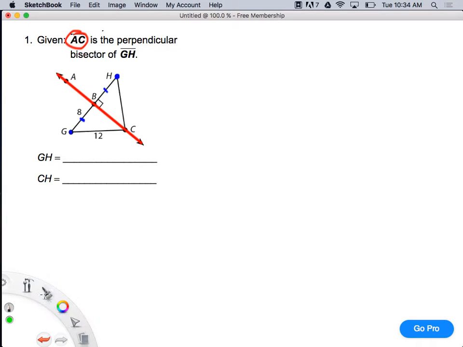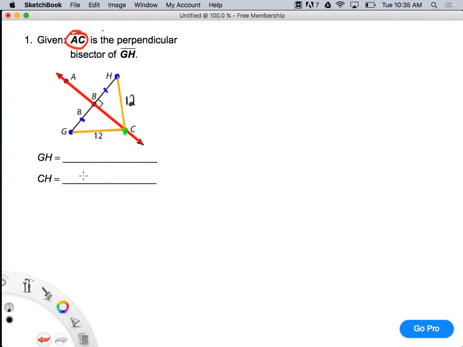And we see that we've got a point here, C, on the perpendicular bisector, which means that that point C is equidistant from the endpoints. So it's equidistant from point G and point H. So this leads us to the answer for CH. If GC is 12, then what's CH, class?